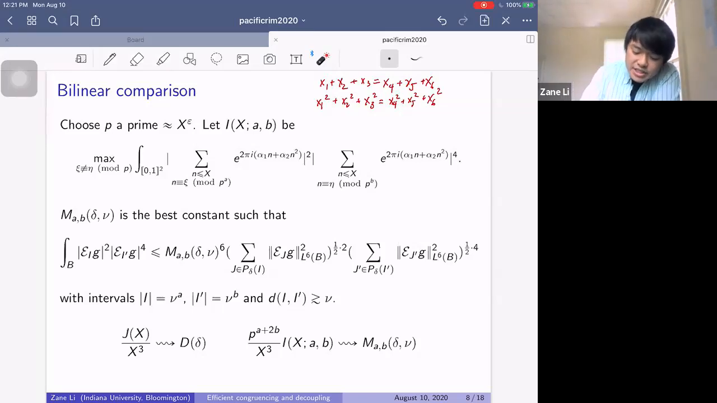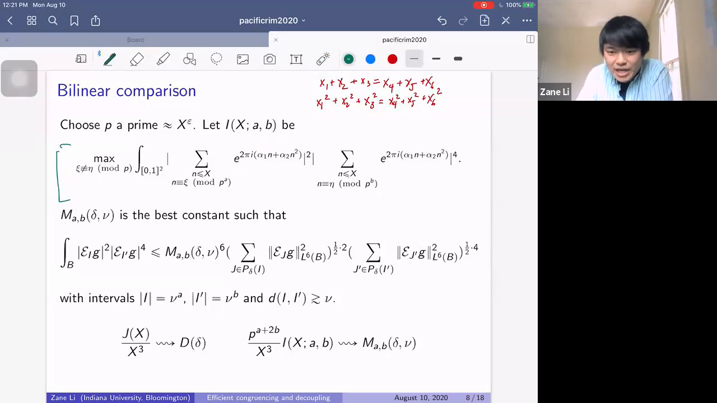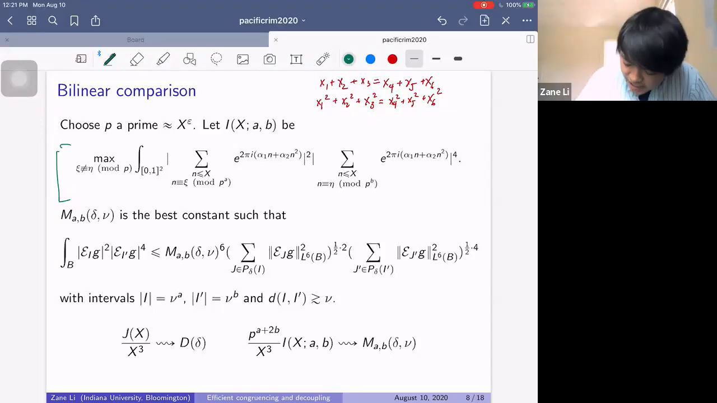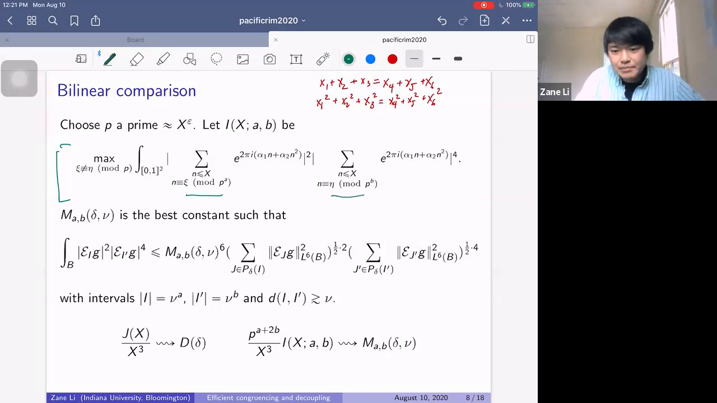There she uses an object which she defines as I of AB, and I of AB is this object over here. This is a kind of messy integral, so let me verbally describe what this integral counts. It says the following: pick a residue class c mod p to the a, pick another residue class eta mod p to the b, and pick them so that these are not congruent to each other mod p.